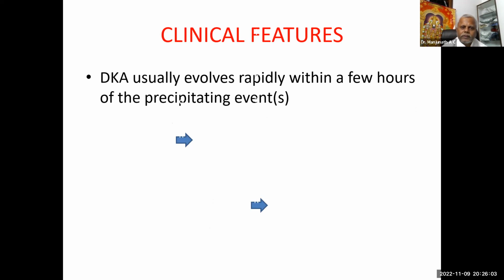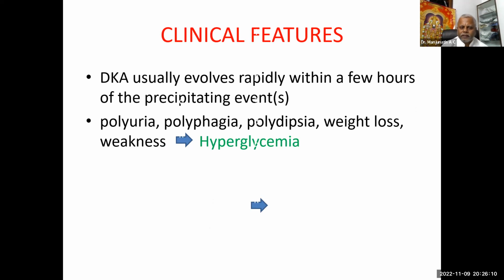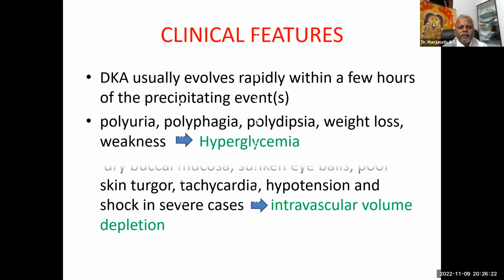Usually, diabetic ketoacidosis evolves rapidly within a few hours of the precipitating events, whatever may be the precipitating event. The symptoms, that are polyuria, polyphagia, polydipsia, weight loss, and weakness, all these are because of hyperglycemia. The dry buccal mucosa, sunken eyeballs, poor skin turgor, tachycardia, hypotension, and in severe cases, it may result in shock. All is because there is a depletion of intravascular volume.